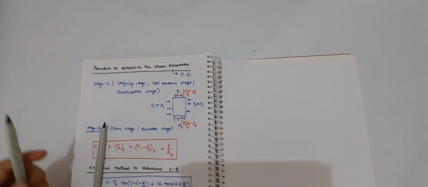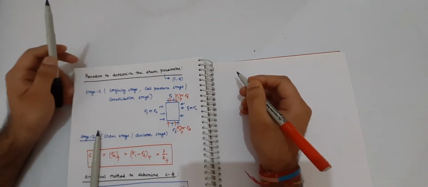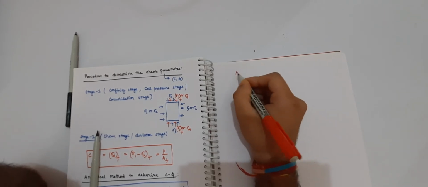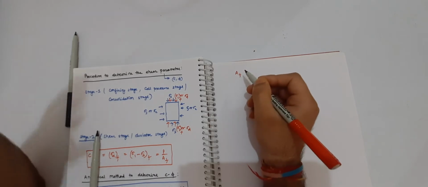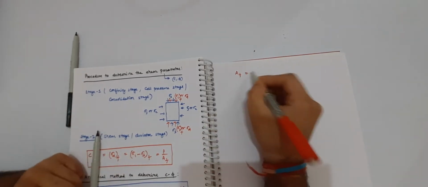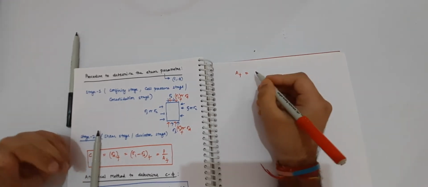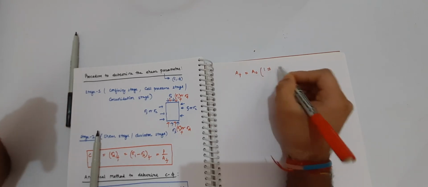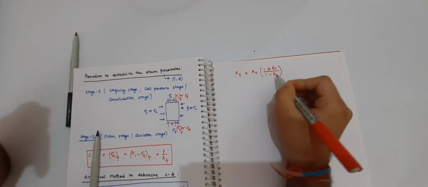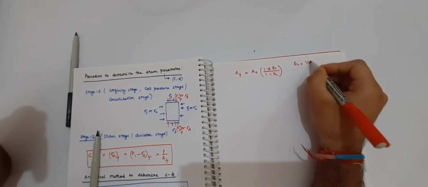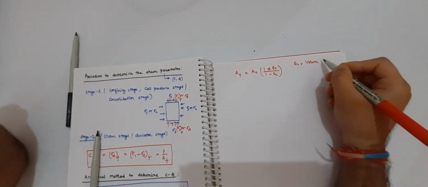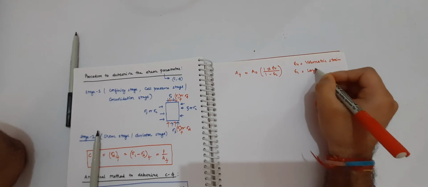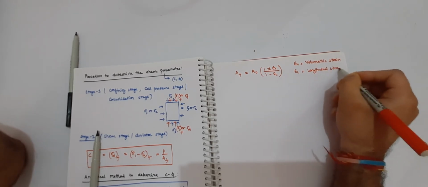Now we should also know about the area of cross section of soil at failure. There is a lot of calculation and derivation of this formula, but due to shortage of time, we'll directly write down the formula, which is 1 plus or minus epsilon v divided by 1 minus epsilon l. Epsilon v is volumetric strain and epsilon l is longitudinal strain.